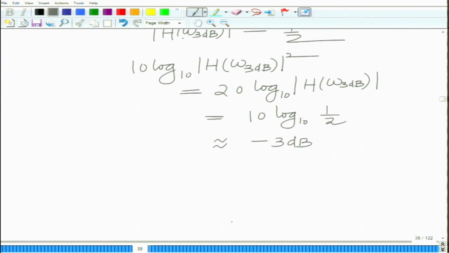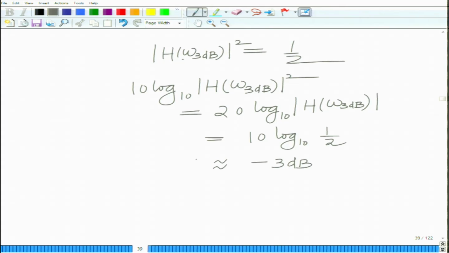So, at the 3 dB point, the output power of the signal is attenuated by 3 dB, correct. At the 0 frequency, remember the gain is 1, the magnitude is 1, the power is also 1, alright. At the 3 dB frequency, the magnitude decreases by a factor of root 2, that is 1 over root 2. So, the power decreases by a factor of half. So, in decibel values, the power decreases by 3 dB, or minus 3 dB. So, therefore, this is known as the 3 dB frequency.